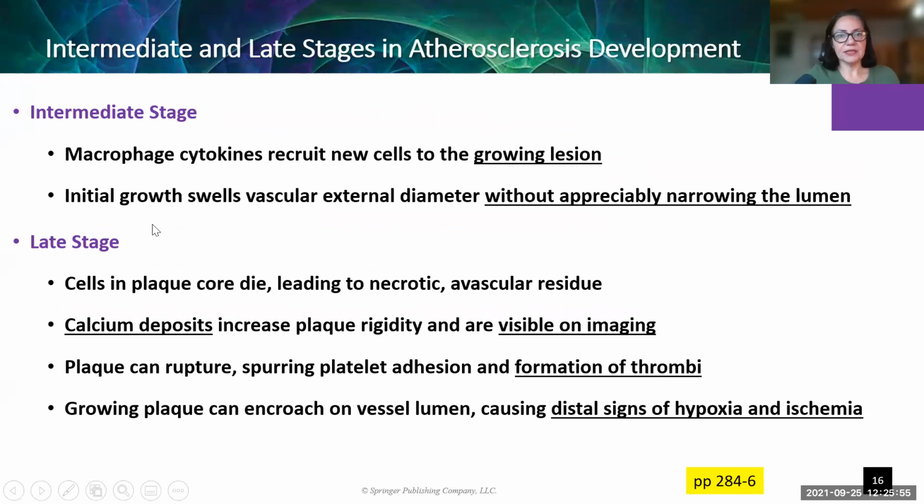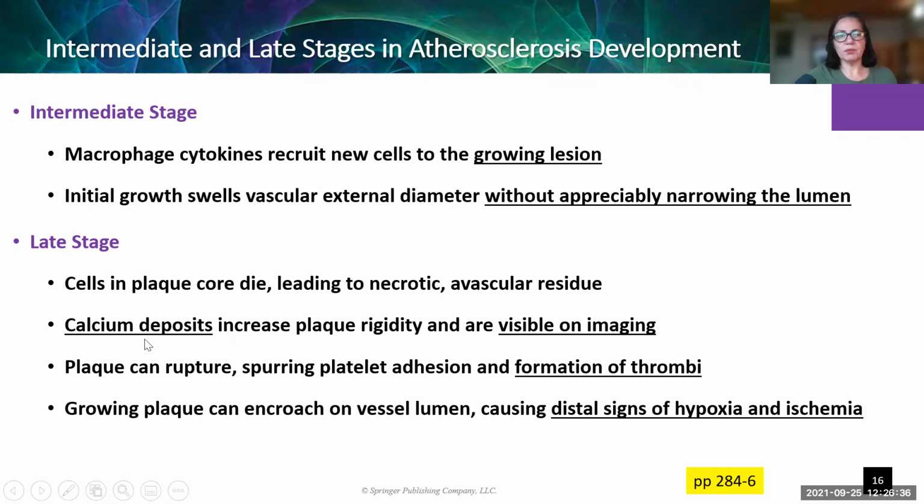Then this goes on. Macrophages recruit more macrophages to the area. So the lesion grows. Initially, that growth actually grows to the outside, so the whole blood vessel gets bigger, and the lumen, the opening on the inside of the blood vessel, stays pretty big initially. Then we say we're getting into late stage when you start seeing a decrease in the size of the lumen. So some cells in the core die. We have necrotic avascular residue that can split open.